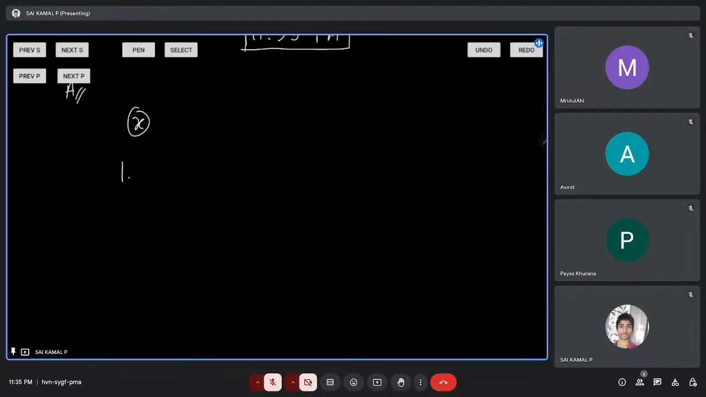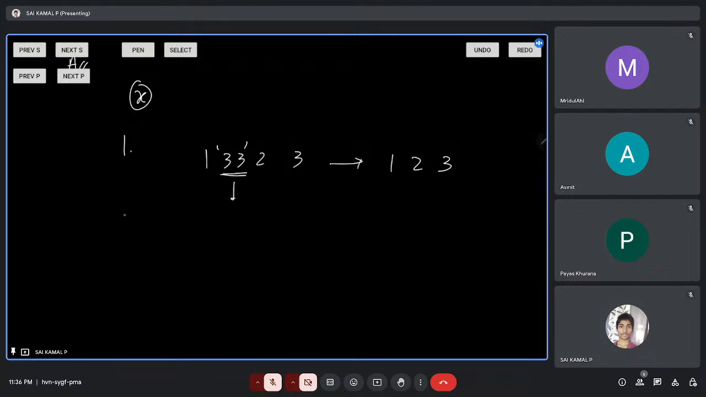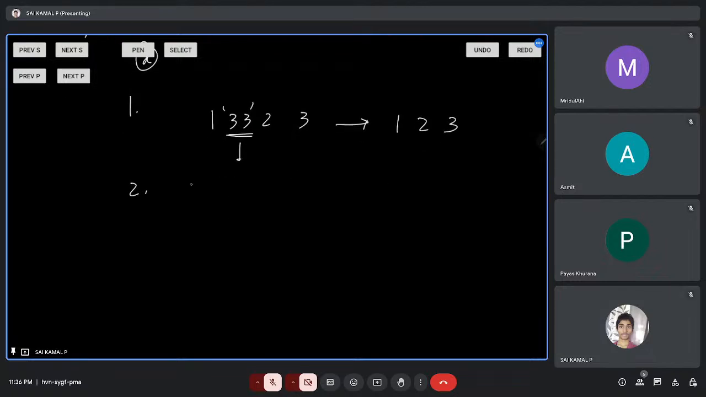The first kind of operation is, if in integer x we are able to find two consecutive threes, like for example, as they gave, 1 3 3 2 3, then you can pop them out to get the new string 1 2 3. So the first operation is like deleting two consecutive threes.